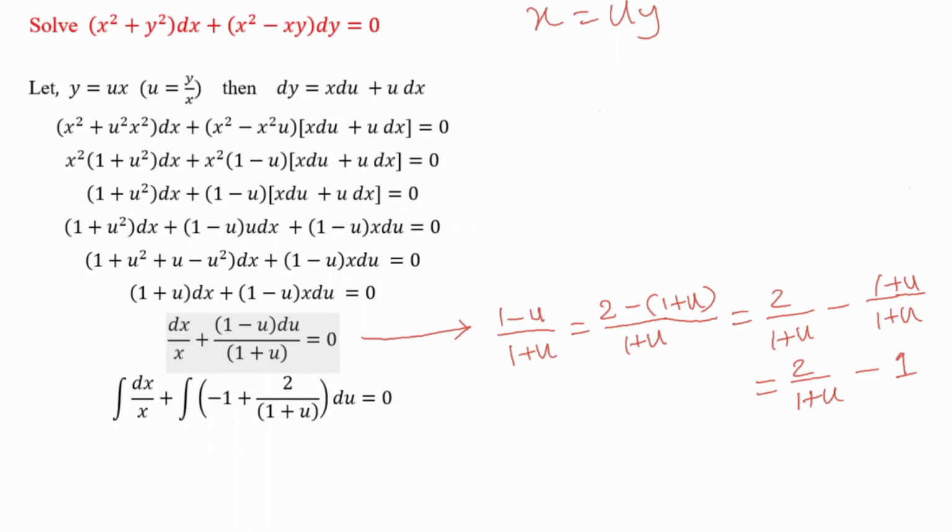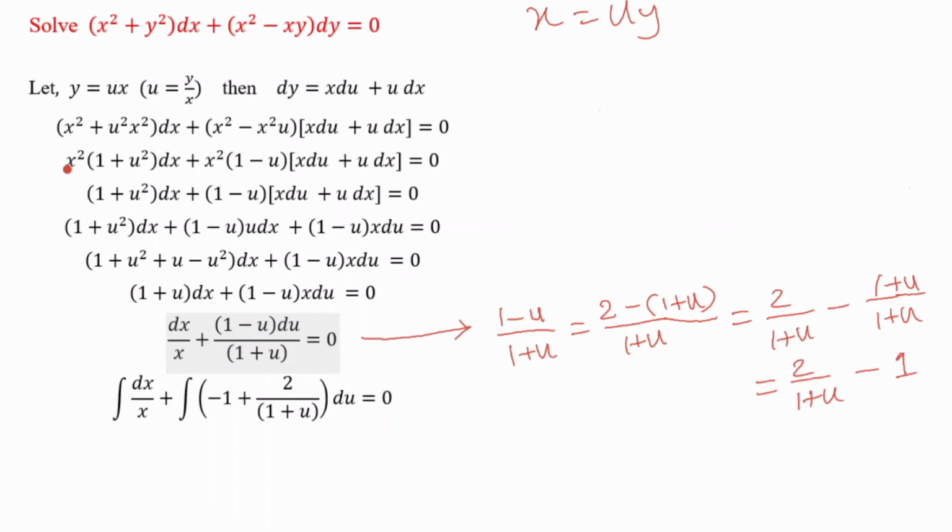So we get this equation when we put here y equals to ux, so y square is equal to u square x square. Similarly here we put y equal to ux, then we get x square u. After that we take common x square from here, also from here. Then we get 1 plus u square dx. Here we get 1 minus u x du plus u dx.